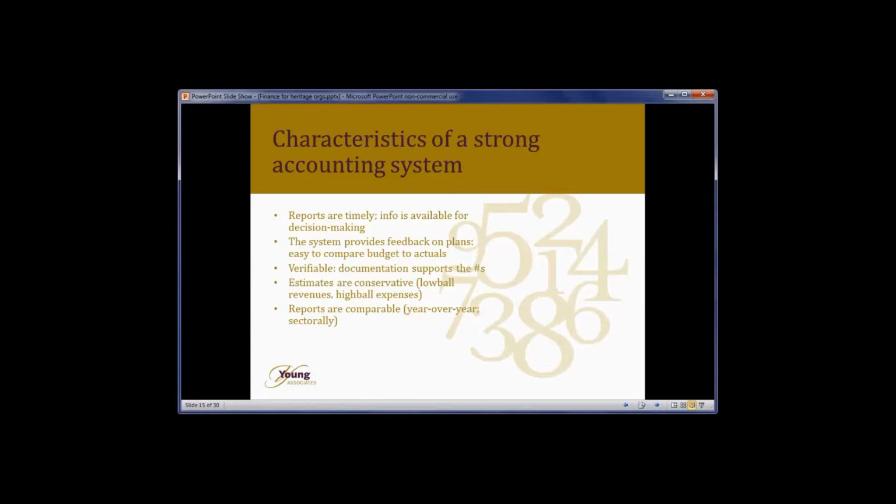When I'm talking about reports being comparable, I don't mean that the financial results themselves are necessarily the same. I mean that the information is structured in the same way year over year, so that when you look back in time, it's easy to see the financial patterns, that you've captured the same information in the same way. This doesn't mean that you can't change your report formats, but it does mean that you have to be very conscious about how your accounting system evolves so that you can maintain that backwards comparability and see where you've been.